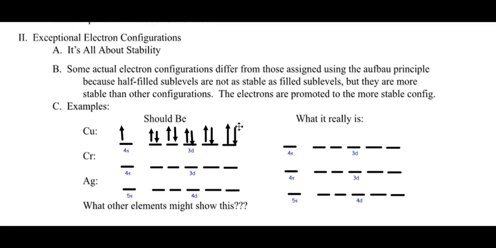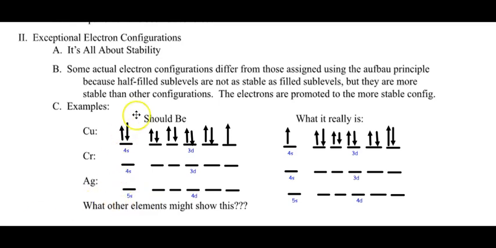So what have I accomplished? I have a half-filled shell and a totally filled shell, which is more stable than the filled shell and an almost filled shell. So I promoted over here. So what is it really? I went ahead and redid it. This is what it should be, 4s2, 3d9. And what is it really? 4s1, 3d10.